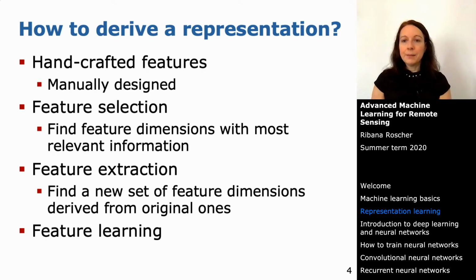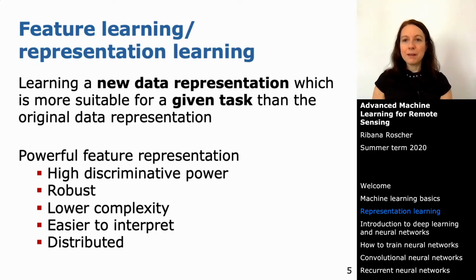And yeah, I will come back later to this, but to give you a definition, what is feature learning, also called representation learning. Here you learn a new data representation which is more suitable for a given task than the original data representation. And here the important word is learning. A powerful feature representation is, for example, that you have a high discrimination power when you perform classification.